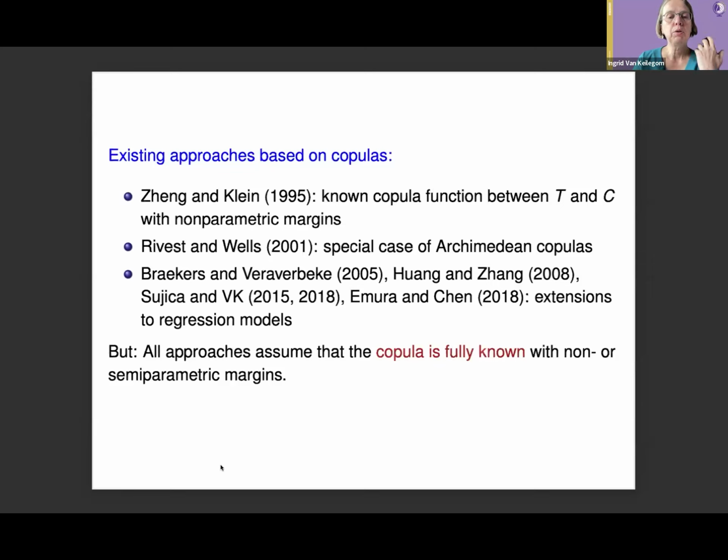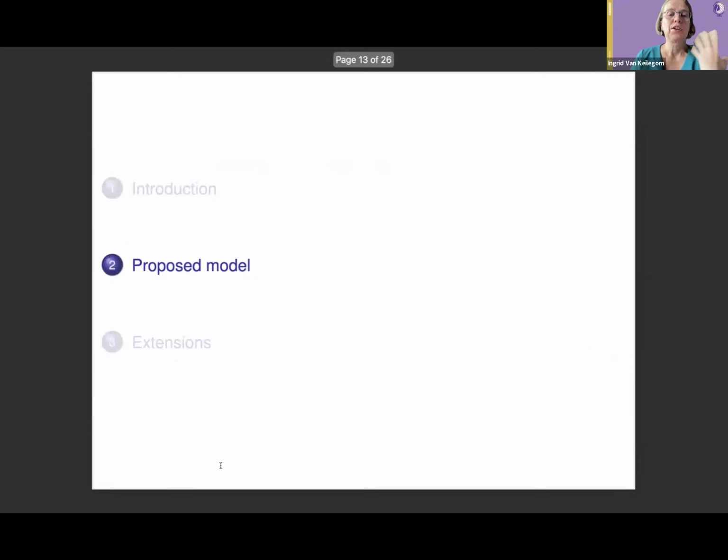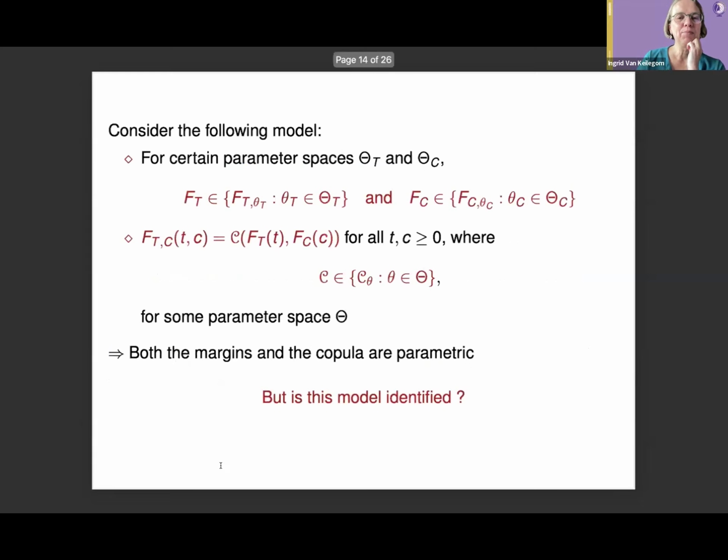So this is where we wanted to make a contribution. And so now I come to our proposal. So what is our proposal? We would like to have a model in which we can estimate this copula as long as it belongs to a certain parametric family.